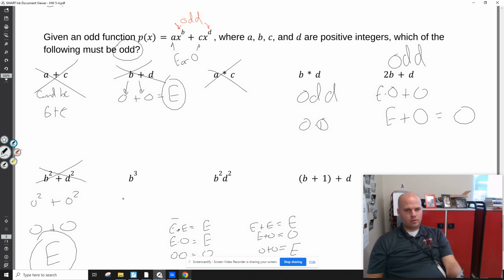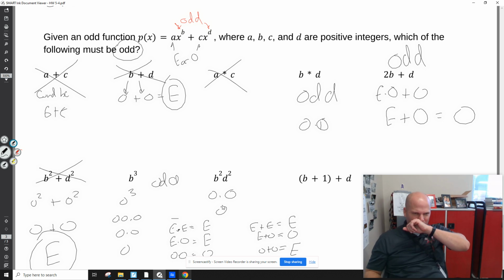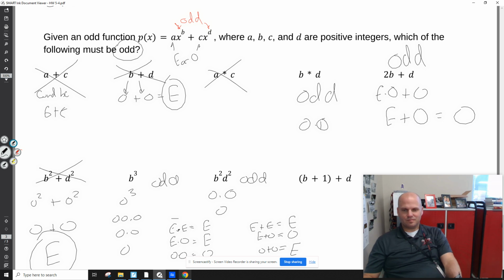B cubed. Odd times an odd times an odd. Odd times an odd is an odd. This is odd. That's silly. B squared times D squared. Odd times an odd is odd. This has to be odd.